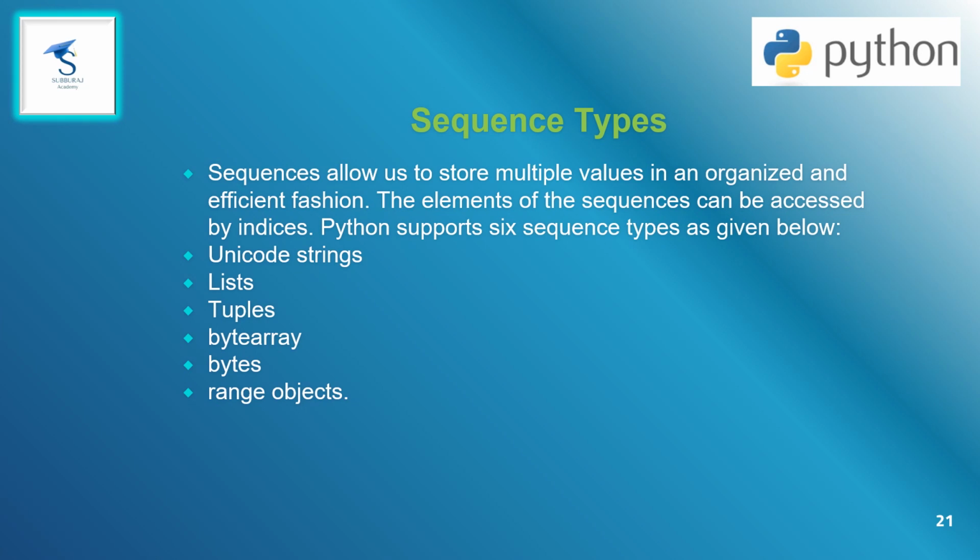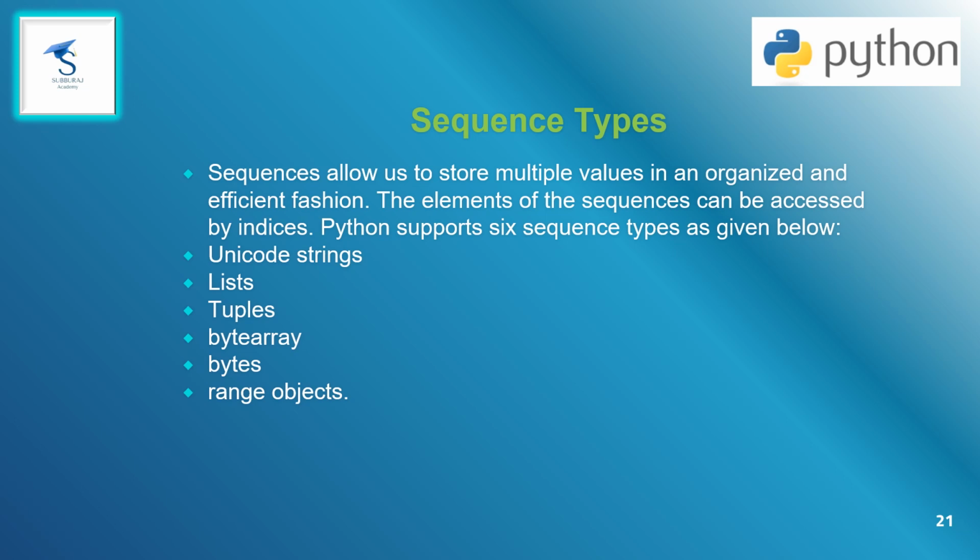What is a sequence type? Sequence type means you can access elements using an index. We have not discussed lists so far. Anyway, it won't be that clear to you. So sequences allow us to store multiple values in an organized and efficient fashion. So two things: we organize the storage, and efficiently organize. The elements of the sequence can be accessed by indices.